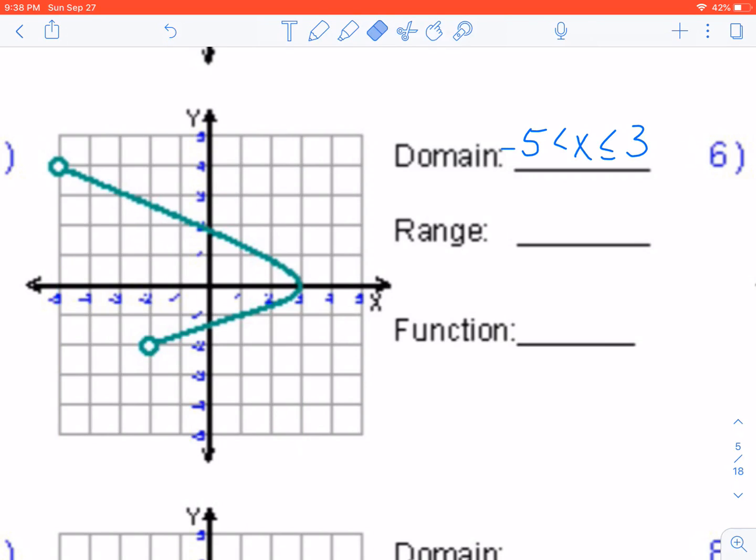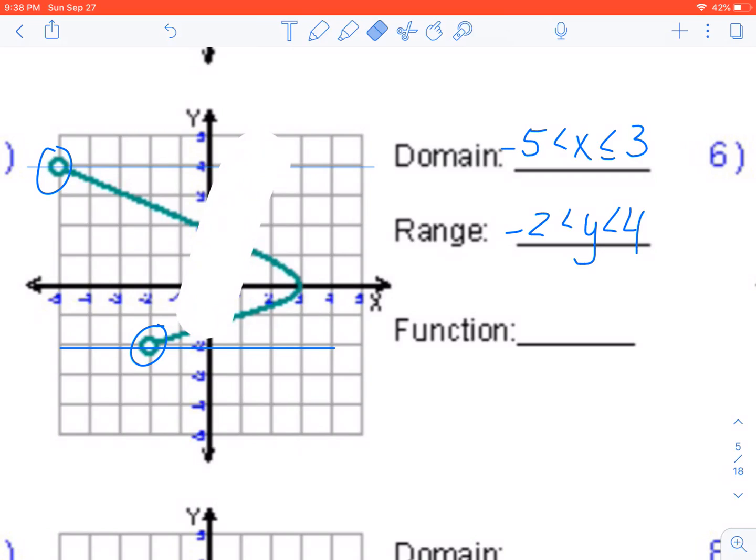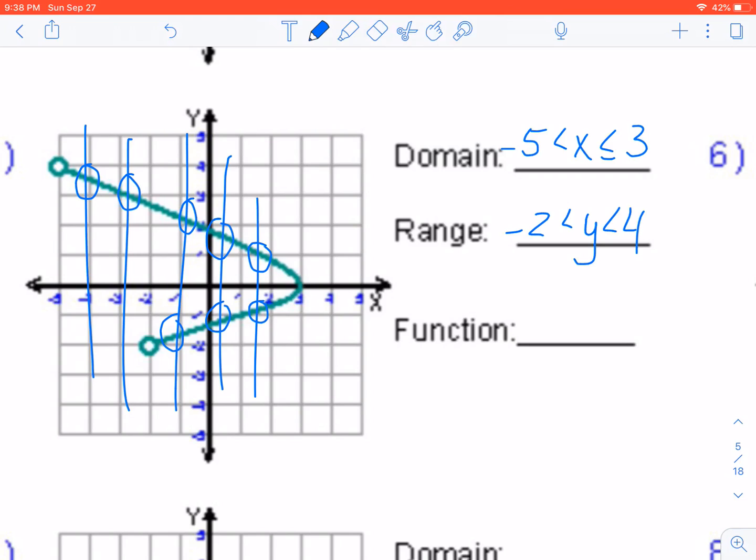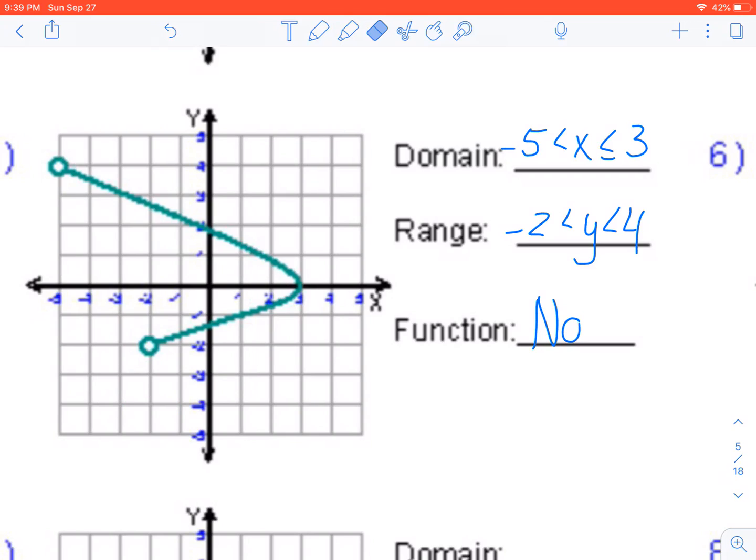Range, however, what's the farthest down it goes? Is -2. Highest up it goes is 4. So -2 less than y less than 4. Doesn't touch, so we leave them as less thans. Let's draw my vertical lines, called a vertical line test. Only hits once there. Only hits once there. However, when I draw any of them here, it's twice, it's twice, it's twice. Is this a function? No. So that's how you define domain and range and whether or not a graph is a function.